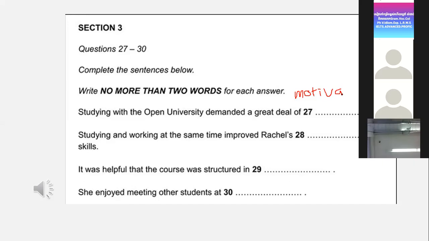It was very quick for the last 2 questions, 2 sentences. Yes, it's challenging, since it is also paraphrase, you know, everything gets paraphrased. Last one, she enjoyed meeting other students at.